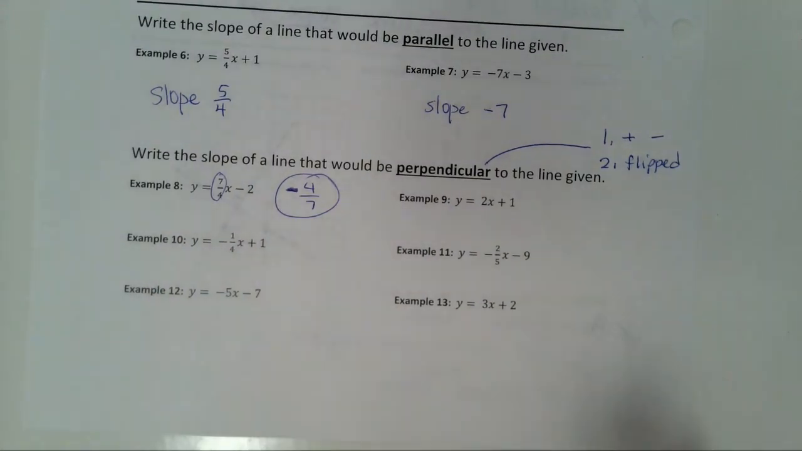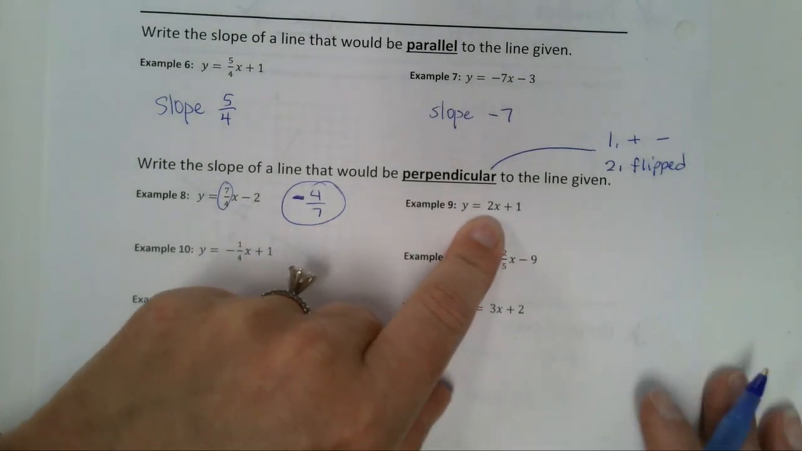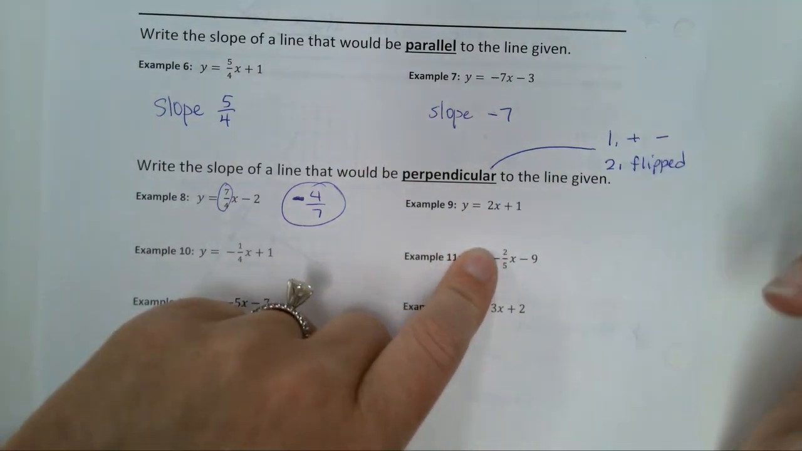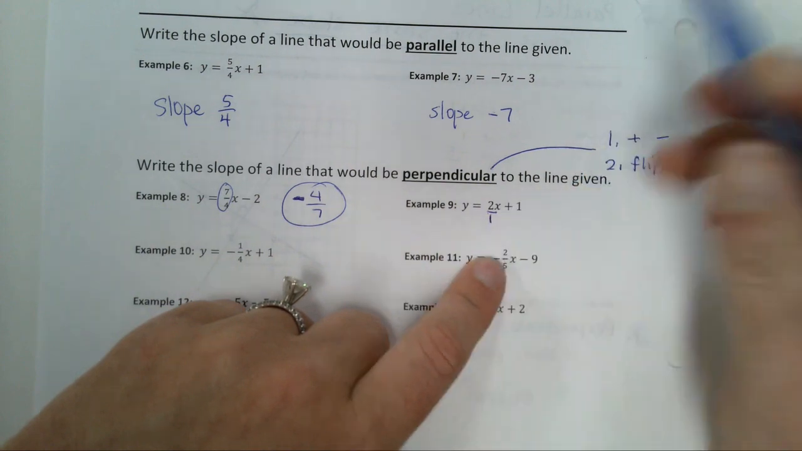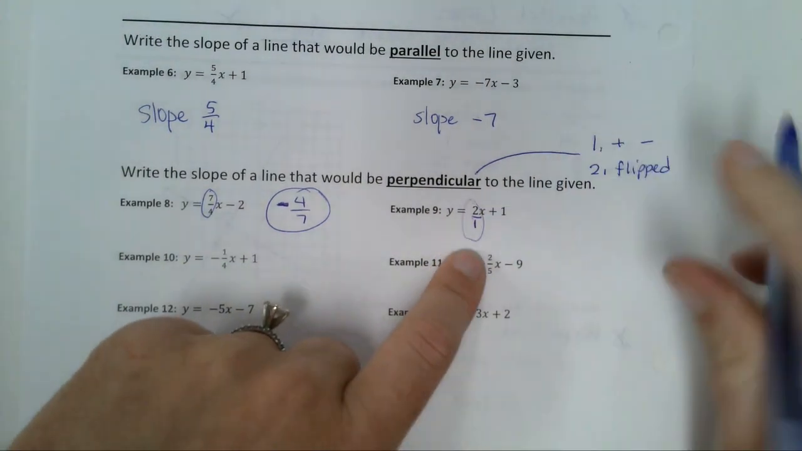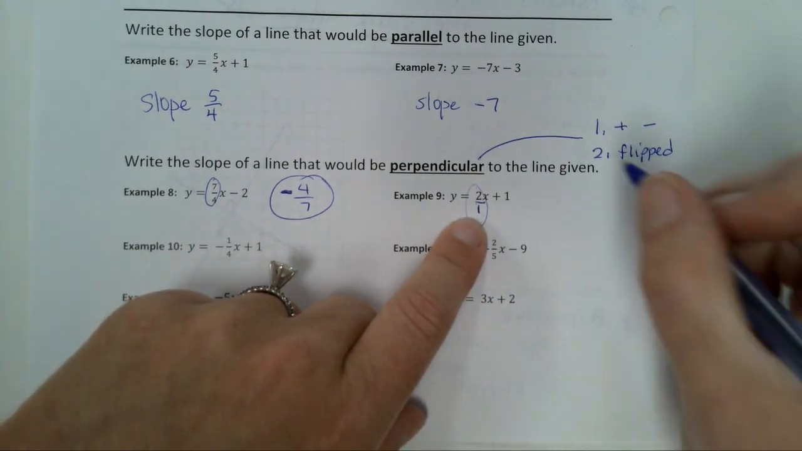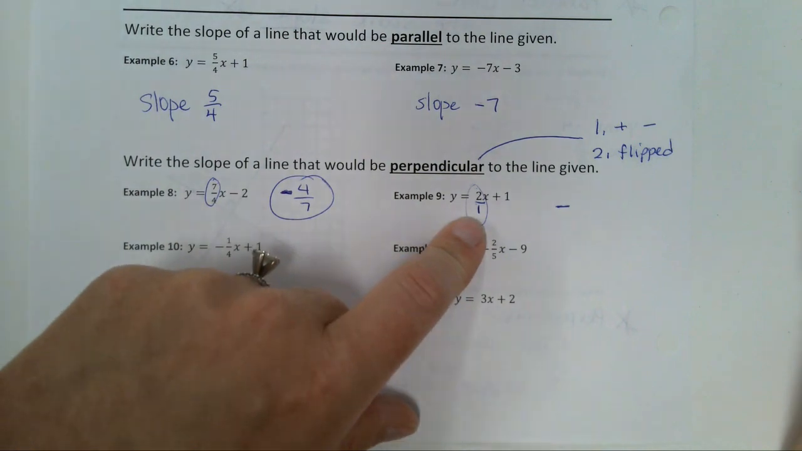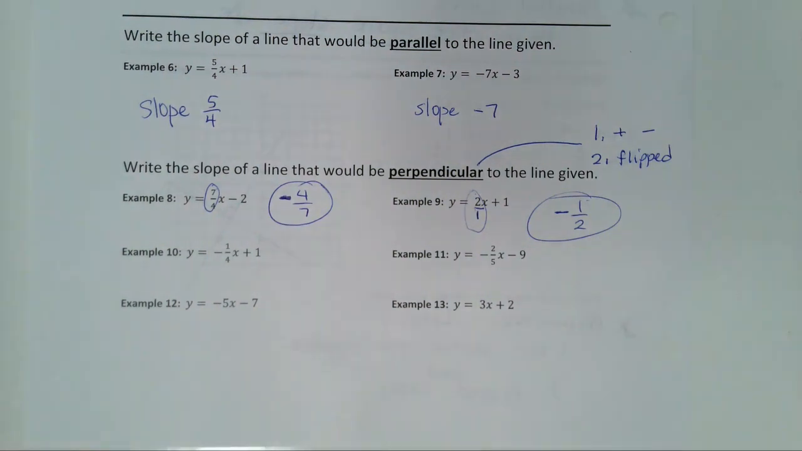That's not hard. Okay? Take example 9. First of all, what's the slope of example 9? 2. And as a fraction, that would be what? 2/1. I'm going to go ahead and put over 1, just so I don't forget that. Now, what I need to do is, first of all, change it. Is this positive or negative? Positive, so I need my new one to be negative. And then I need to flip it. 2/1 flips to what? 1/2. There you go. That's the new slope. All I'm doing is just finding the perpendicular slope.